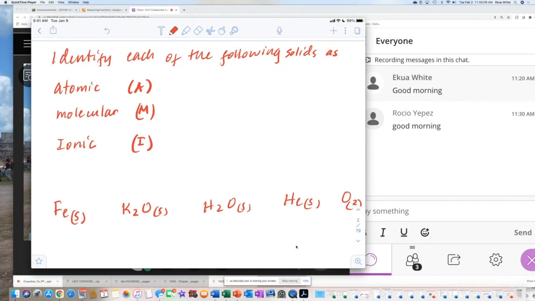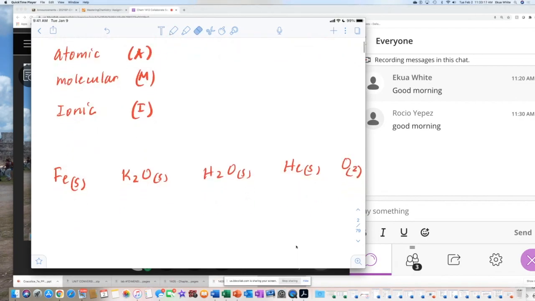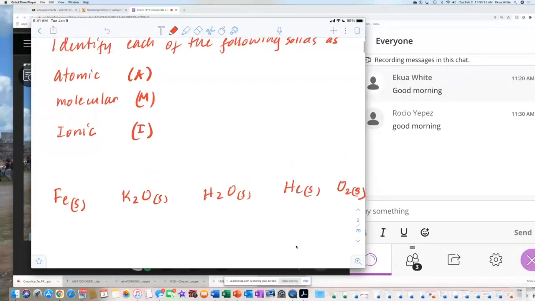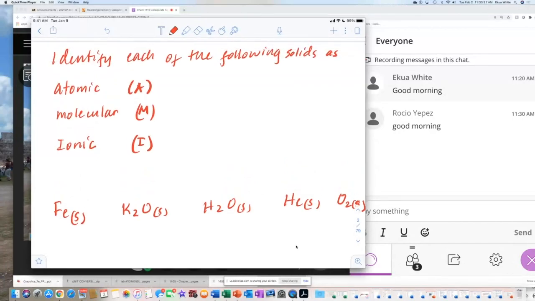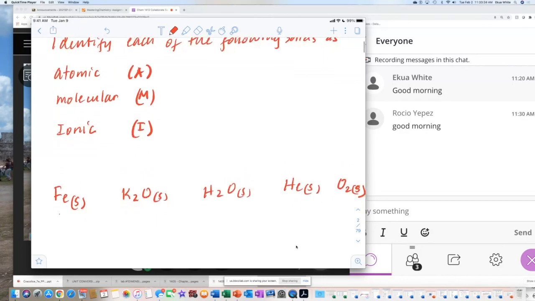So they're just asking you, in the context of solids, so I'm thinking this was chapter 12, right? These three are solids. When these are solidified, what types of formula are we dealing with? They are solids, and so what would you say for Fe? Is it atomic, molecular, or ionic? And how can we tell?